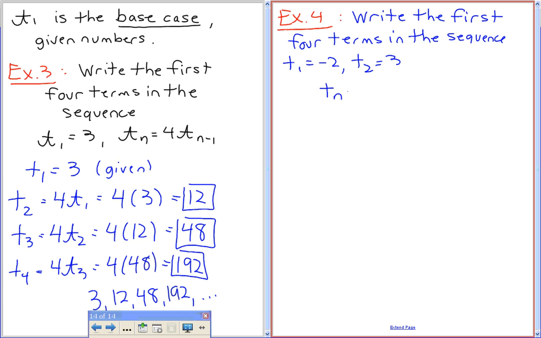Tn equals 2Tn-2 plus 3Tn-1 plus 1. Okay, as that's being written down, what is the scary part of this before I let you guys try this?